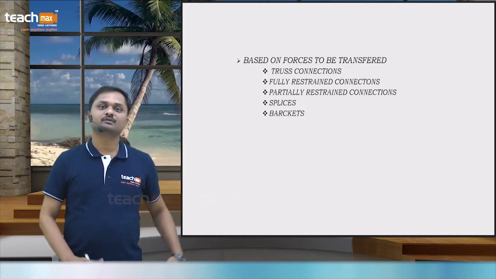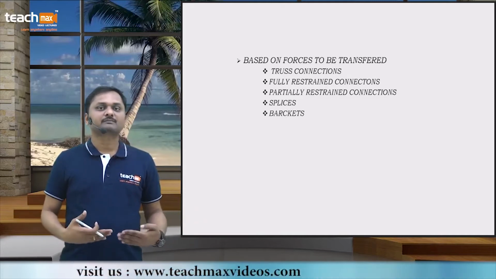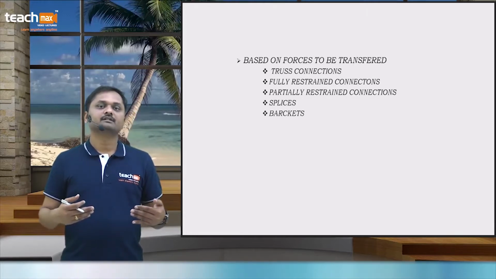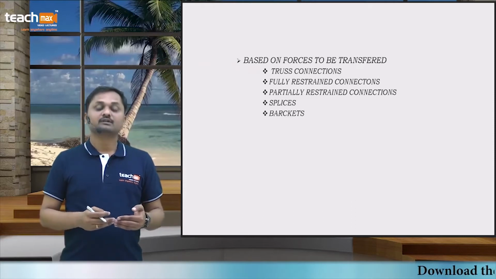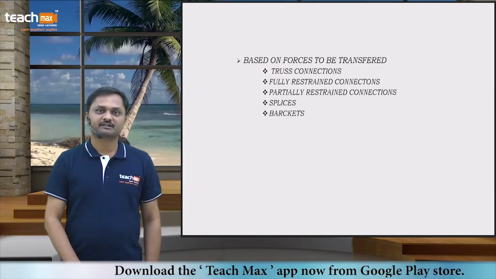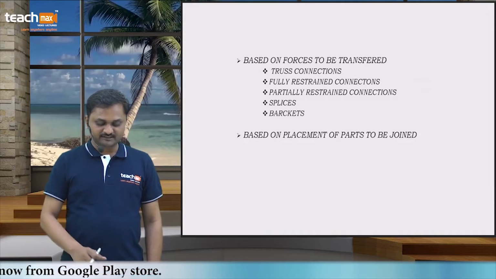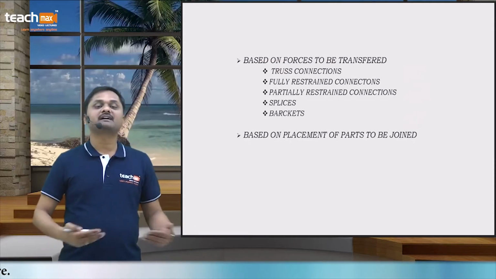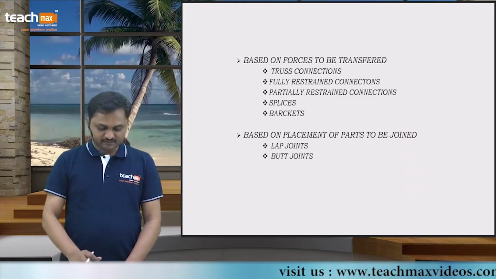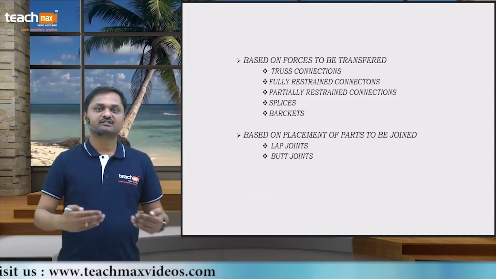Splices: suppose the length of a member is very large and the available members are not that long, so we connect two members in a butt joint simply. There we use splices. Then brackets, meaning moment resisting connections particularly. So these are the classifications based on the force transferred, and next, we can also classify the connections based on the placement of the parts to be joined. First one is butt joint and second is lap joint. These are the two, based on the parts to be connected.